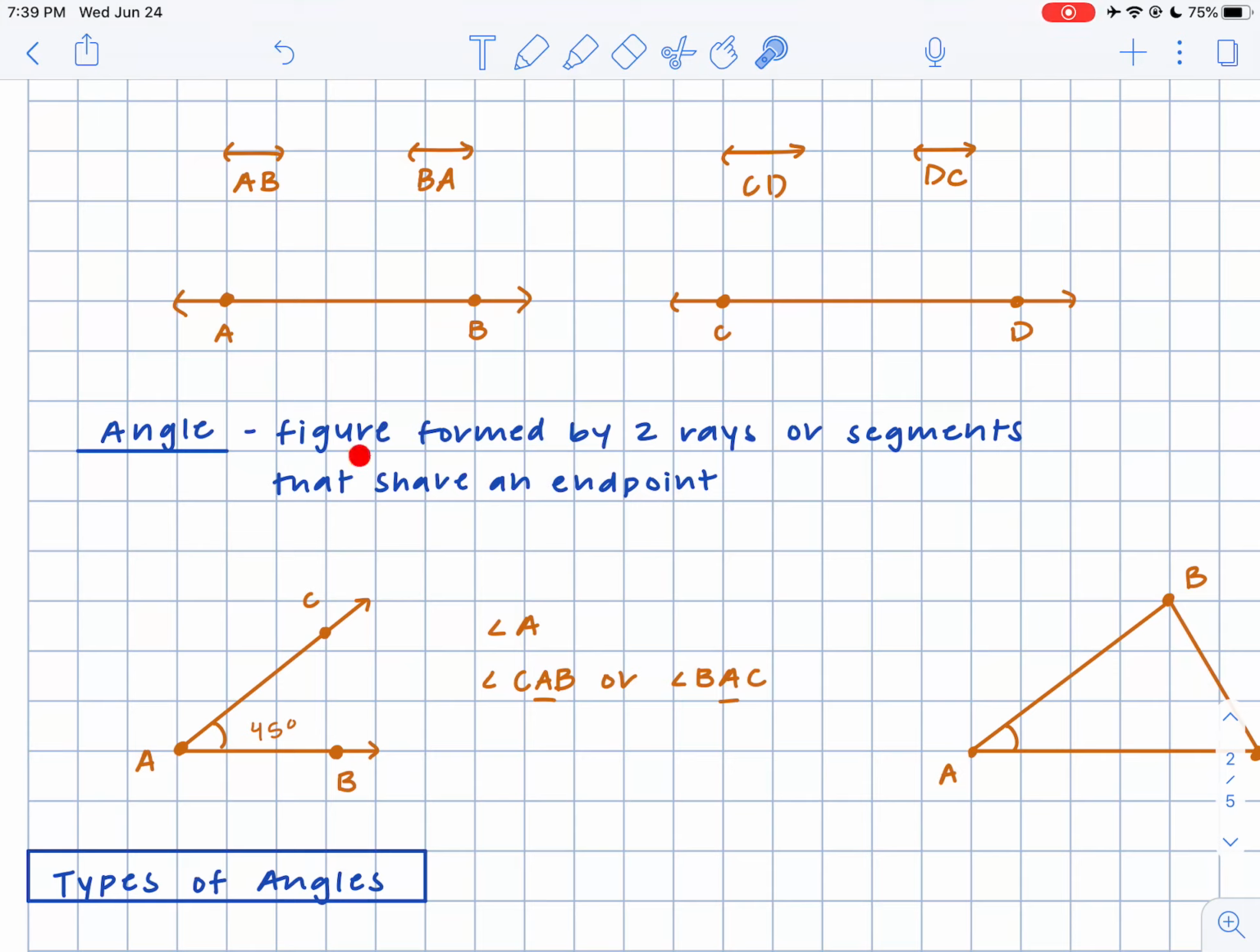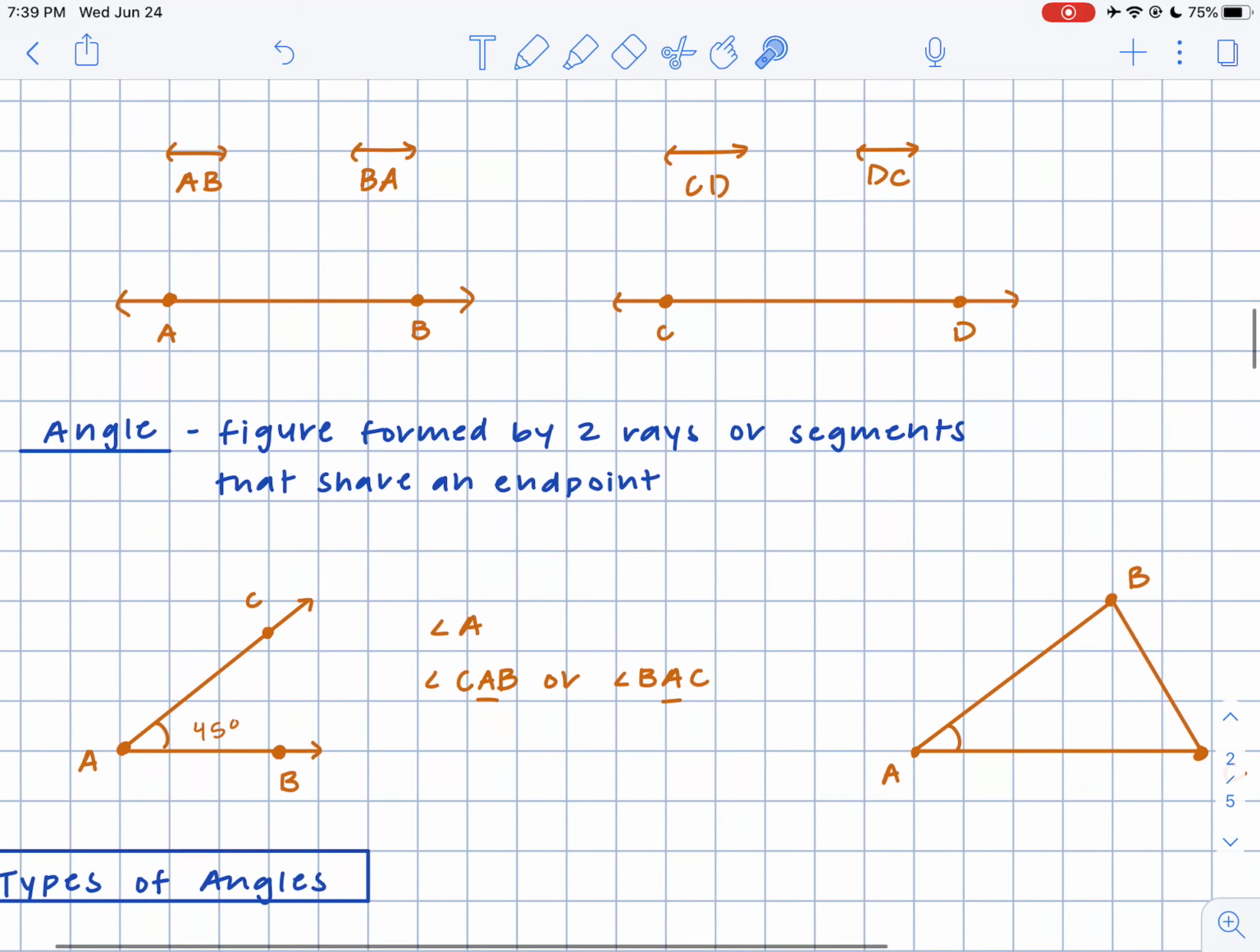Next, let's get into angles. So an angle is just a figure formed by 2 rays or 2 segments. And these 2 rays and segments share an endpoint, okay? So here's one ray. This is ray AC. And here's another ray, AB. And they share an endpoint, A, okay?